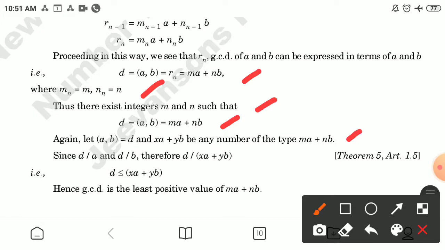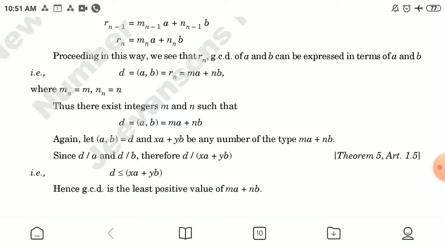Again, let the greatest common divisor of a and b equal d, and let xa + yb be any number of the type ma + nb. Since d divides a and d divides b, therefore d divides xa + yb (Theorem 5, Article 1.5). That is, d is less than or equal to xa + yb. Hence, the greatest common divisor is the least positive value of ma + nb.